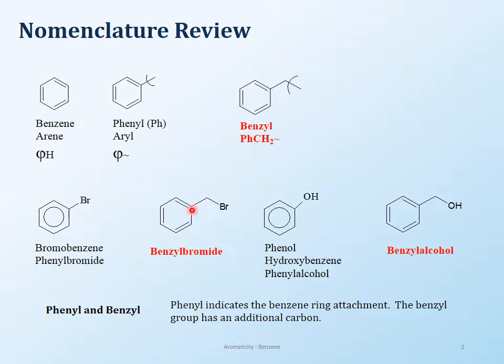So just as examples, this is bromobenzene. This is benzyl bromide. Remember, this is not phenyl bromide. It's benzyl bromide because of the CH2 over here. This is phenol, the OH directly connected to the benzene ring. And then here is benzyl alcohol where you have a CH2OH. Okay, so remember the difference between phenyl and benzyl. It's important.